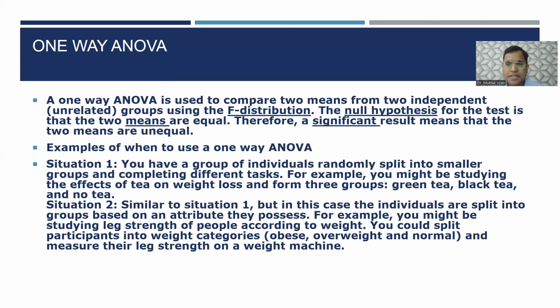You could split participants into weight categories who are obese, overweight, and normal, and measure their leg strength on a weight machine. So these are the situations or examples where you can use ANOVA, or analysis of variance.